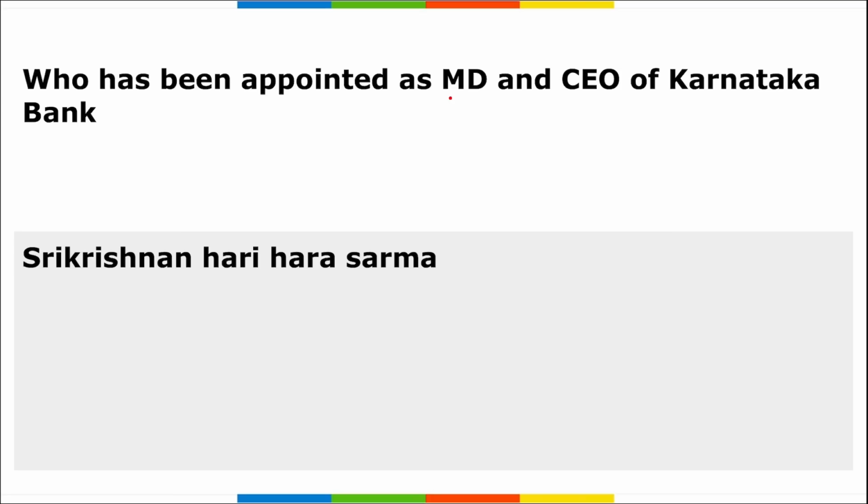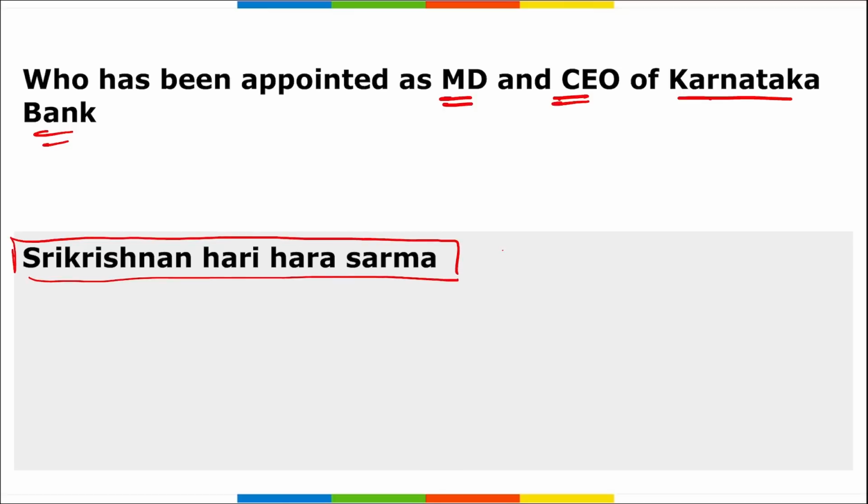Next is, who has been appointed as the Managing Director and Chief Executive Officer of Karnataka Bank? S. Harihara Sharma, right? That is Shri Krishna Harihara Sharma has been appointed as the Managing Director and Chief Executive Officer of Karnataka Bank. Correct? Very important. Take a note of it. What will be the time period for which he has been appointed? 3 years. Correct? For 3 years.